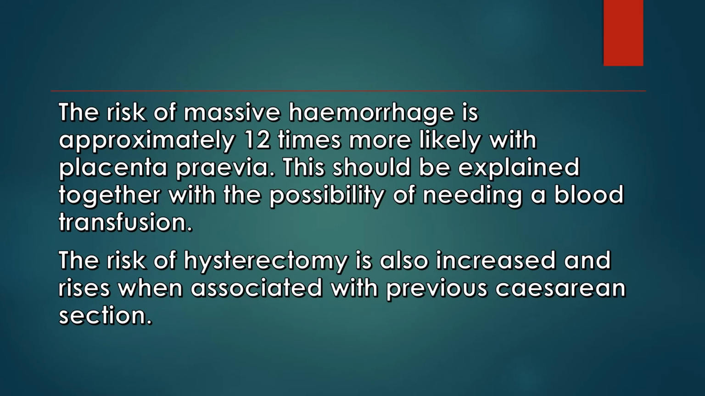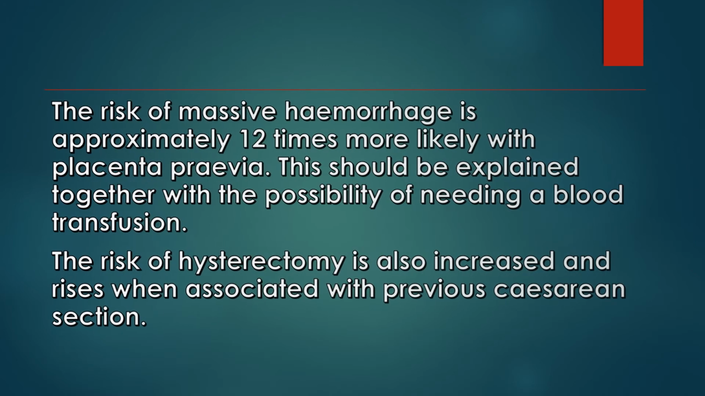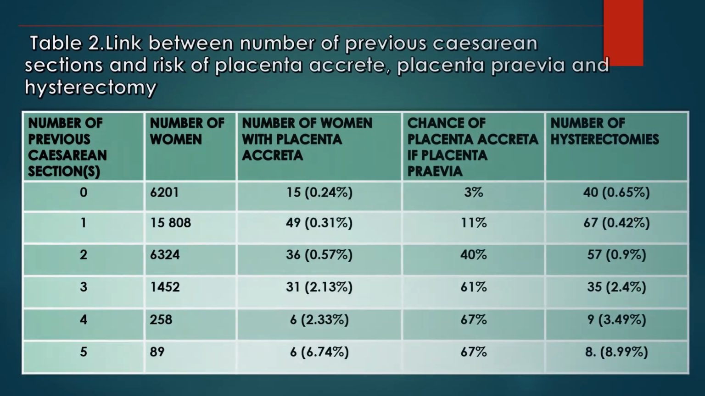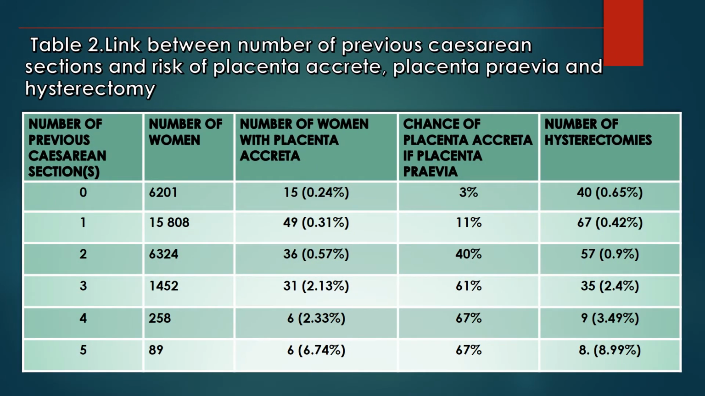The risk of massive hemorrhage is approximately 12 times more likely with placenta previa. This should be explained together with the possibility of needing a blood transfusion. The risk of hysterectomy is also increased and rises when associated with previous cesarean section. Table number 2. Link between number of previous cesarean sections and risk of placenta accreta, placenta previa, and hysterectomy.